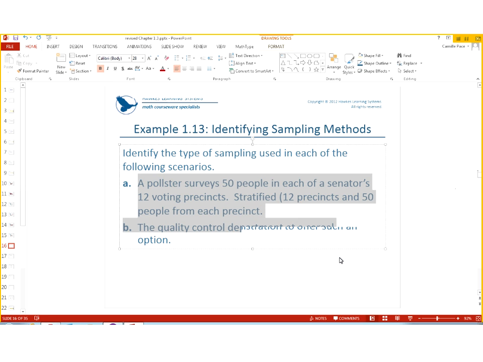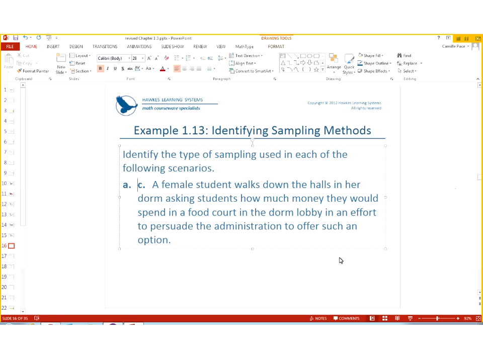Okay, C. A female student walks down the halls in her dorm asking students how much money they would have to spend in the food court in the dorm lobby in an effort to persuade the administrator to offer such an option. This is convenient because she just went down the hall asking people. Okay? Do you need more explanation there?